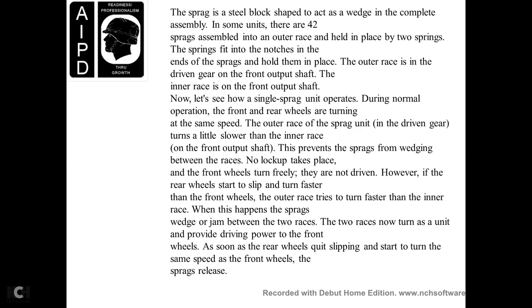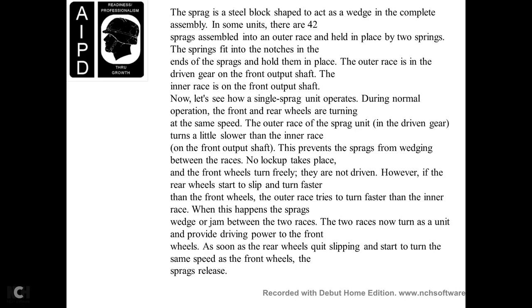Now let's see how the single sprag unit operates. During normal operation, the front and rear wheels turn at the same speed. The outer race of the sprag unit, the driven gear, turns a little slower than the inner race on the front output shaft. That prevents the sprag from wedging between the races. No lockup takes place, so the front wheels turn freely and are not driven.